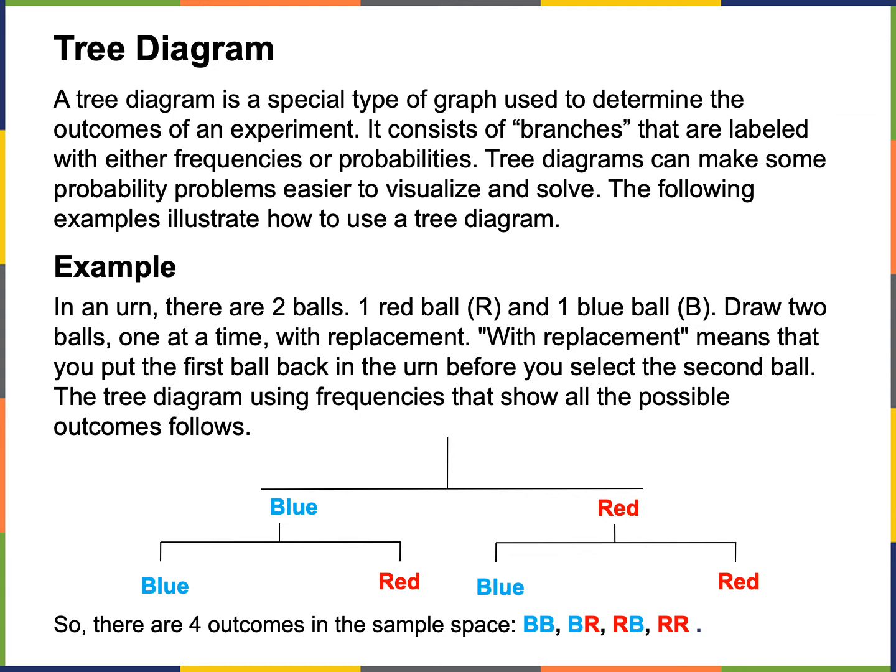The first path would be blue, blue. This is one outcome. The other outcome could be blue, red, and you can see it here where it's blue and then red. Here's the third outcome, red, blue. And then the other one, red, red. So you have blue-blue, blue-red, red-blue, and red-red. Those are four outcomes, and now you can see how the tree describes the different outcomes.